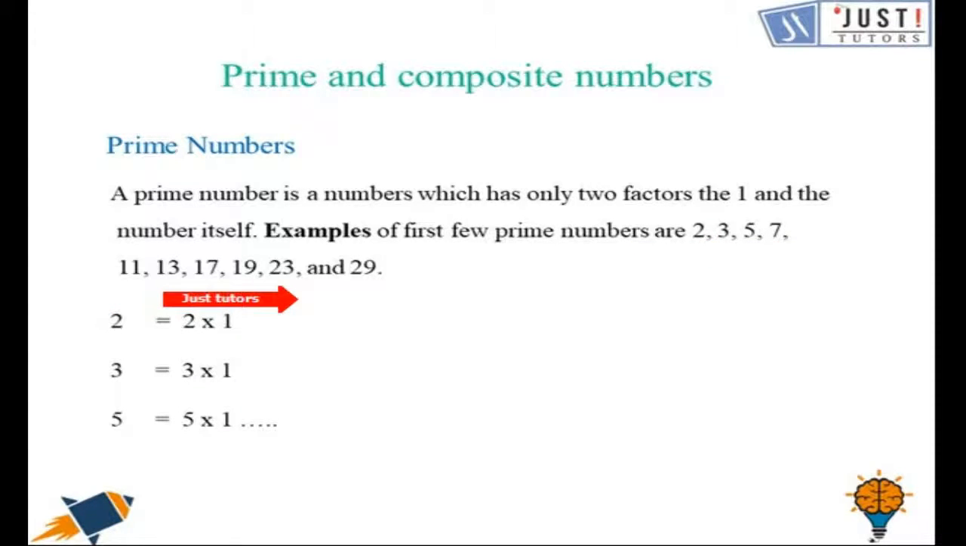You must be wondering, if I talk about the number 1, why is that not a prime number? The factor of 1 is 1, and the number itself is 1 as well. We need to have two different factors, 1 and the number itself, but here both of them are the same, and that's why 1 is not a prime number.